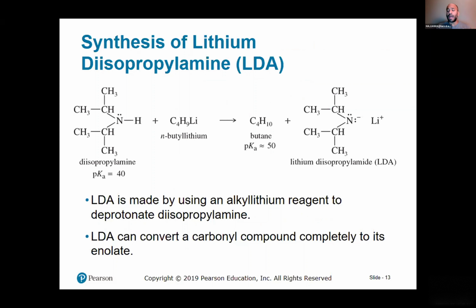And this is an example of a much stronger base than alkoxide. That's called LDA, lithium diisopropylamide. When we have an N minus, whether it's NH2 minus or R2N minus, that's called an amide. The amide usually is generated through a reaction of the corresponding amine with butyllithium, where the butyl group will grab a hydrogen and form butane, going from a pKa of 40 to 50. That's how favorable the reaction is, and it generates the strong base, which in this case is LDA.